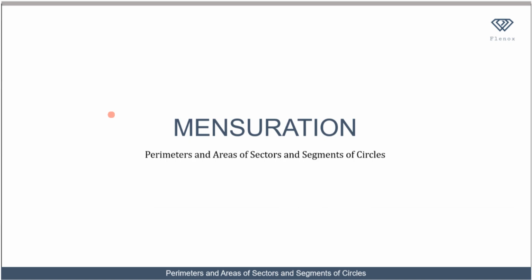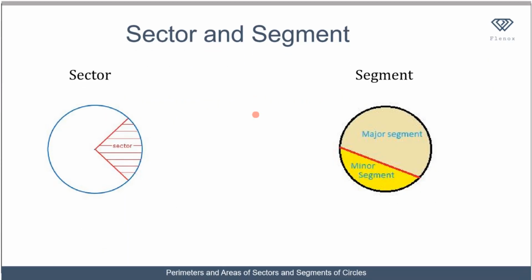So now I'll be looking at perimeters and areas of sectors and segments of circles. So what's a sector and a segment? A sector is a section of a circle that is bounded by two radii and an arc.